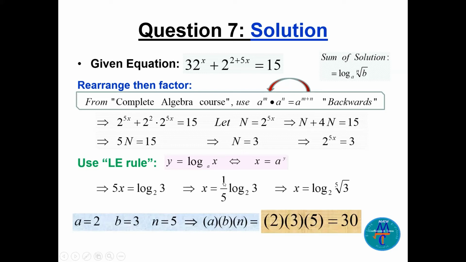I can take this 1 over 5 and make it the power of 3. 3 to the power 1 over 5 will be the 5th root of 3. So this is the only solution, and this is exactly the sum of the solutions. So log base a, a now is 2, and this index here, n, will be 5, and the radicand, the number under the radical, b, is 3. So we multiply a times b times n, so it will be 30.